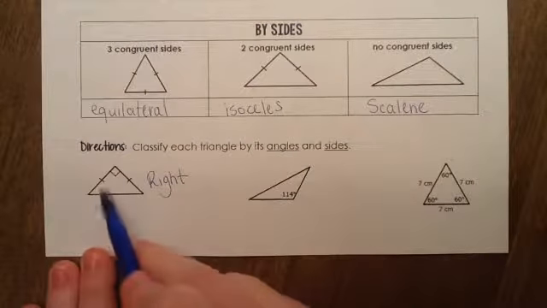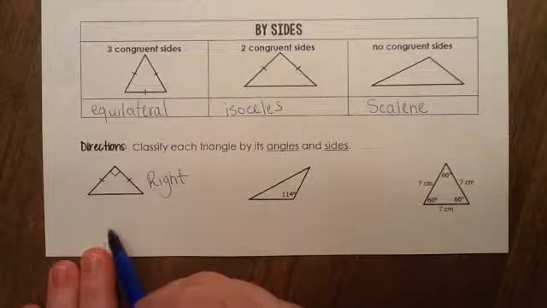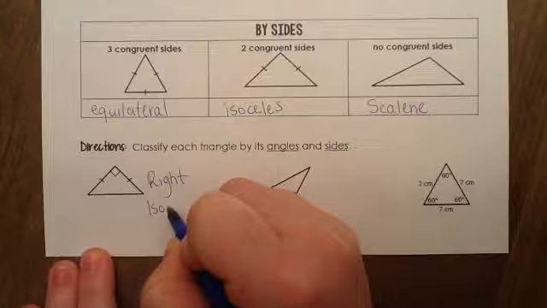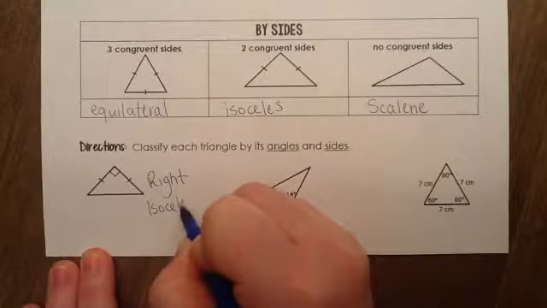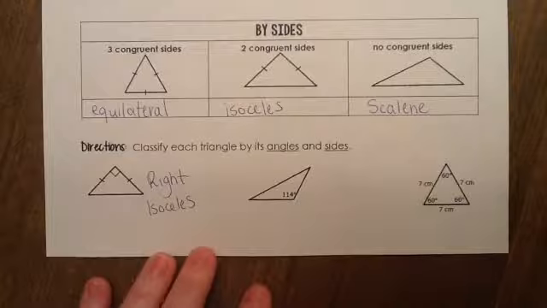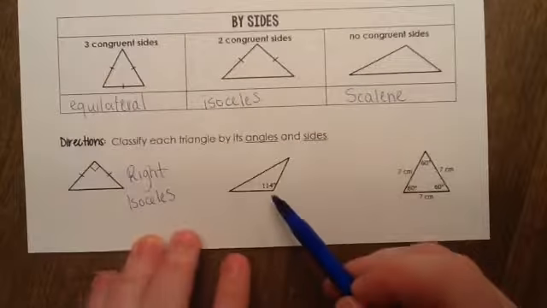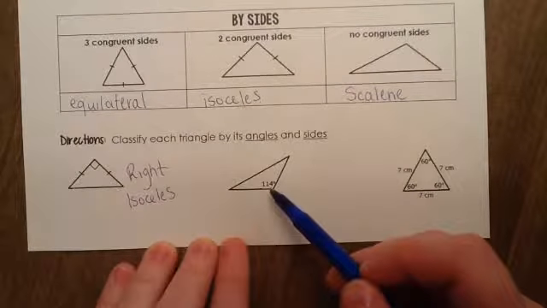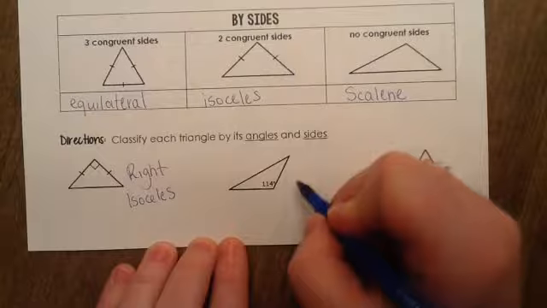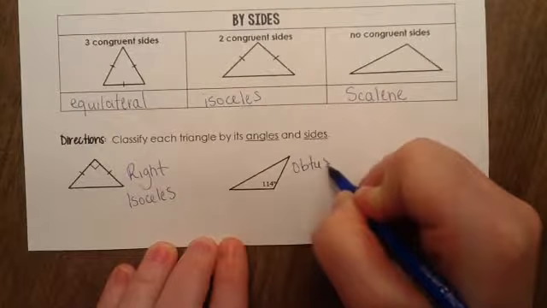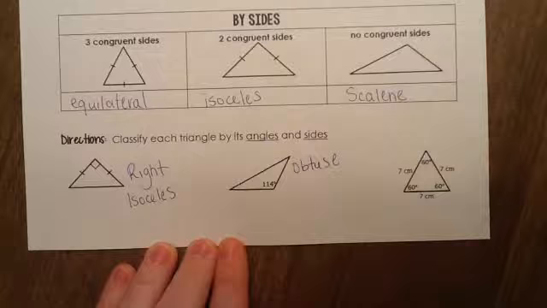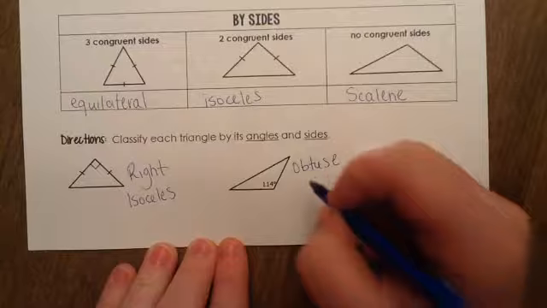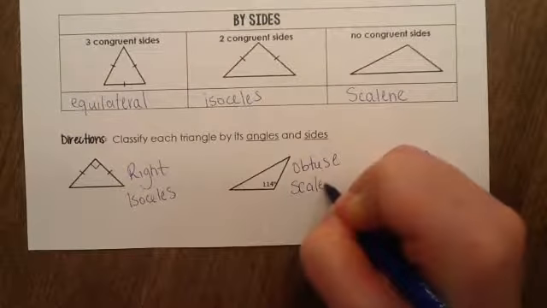What do you notice about the sides? Two of them are the same, so that is isosceles. Okay. What about this one? What about the angles? I have one that's over 90, so that makes it obtuse. And what about the sides? No matches, so this would be scalene.